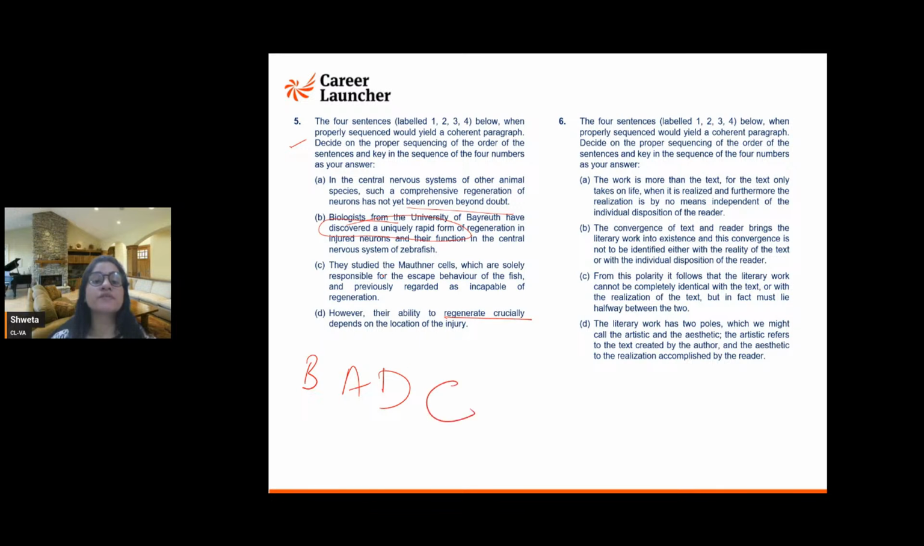And last of all, we have C. They studied the motor cells, which are solely responsible for escape behavior of the fish, previously regarded as incapable of regeneration. So BADC is the sequence. Okay. Try the same for question number 6 as well, and then we discuss it.